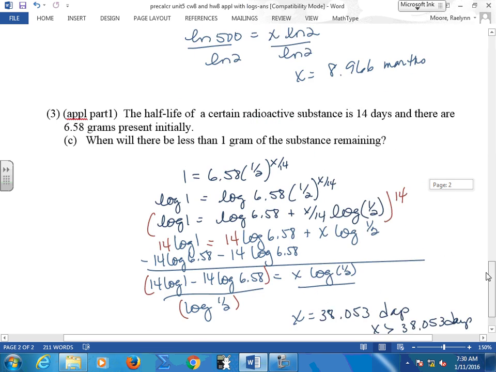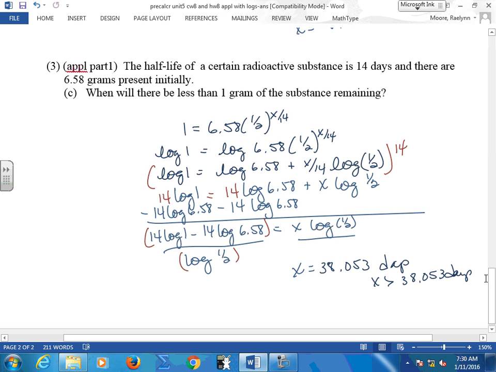All right. So this guy, there was a half-life. I had trouble with this. Okay, so let's take a look at this one. This was a half-life. When will there be less than 1 gram left? So we set it equal to 1 first. We set it equal to 1 first to make life easier. And we took the log of both sides.